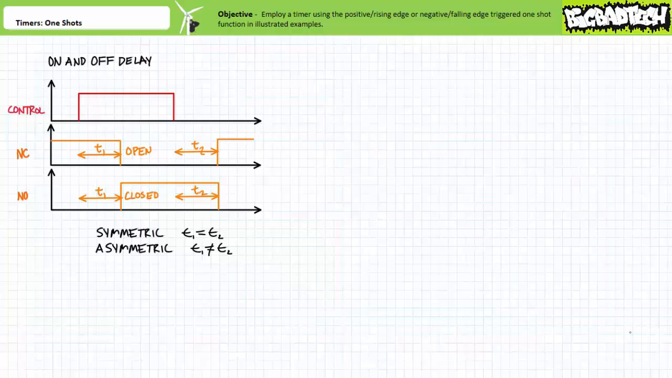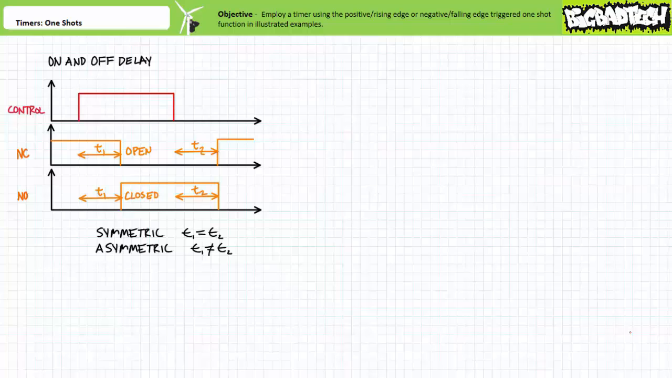A symmetric on and off delay timer means the on delay and off delay time periods are equal to each other. T1 equals T2. To set a symmetric on and off delay timer would necessitate only one delay adjustment. In contrast, an asymmetric on and off delay timer means the on delay and off delay are not equal to each other. T1 does not equal T2. Timers executing an asymmetric on and off delay would require two independently adjustable delay periods.